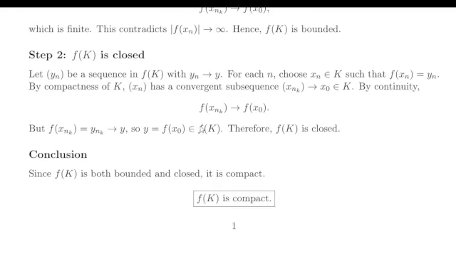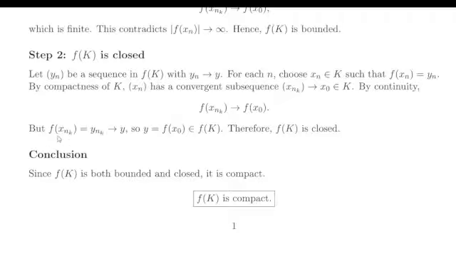Now, step 2 is to show that f of K is closed. So we'll let a sequence y sub n be in f of K with y sub n converging to y. For each n, we're going to choose x sub n in K such that f of x sub n equals y sub n. By compactness of K, x sub n has a convergent subsequence x sub n sub k approaches x sub 0 in K, and so by continuity f of x sub n sub k converges to f of x sub 0.